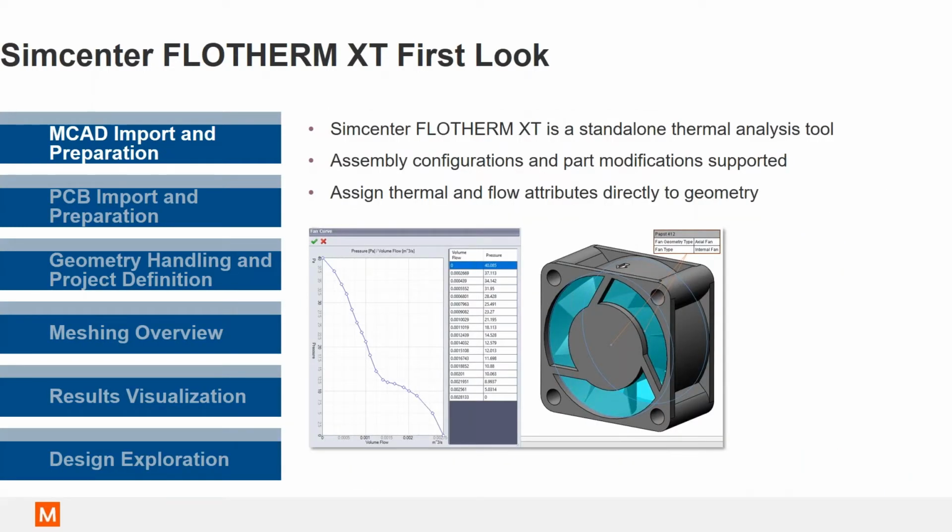FlowTherm XT is a standalone thermal analysis tool, just like I just described. So the geometry can be imported into the software in a variety of file formats. It does not restrict you to one particular format. Assembly configurations and part modifications are supported as well. So once you have imported the geometry, you can create variants. You can also modify and simplify the geometry. You can assign thermal and flow attributes directly within the tool, such as materials and fan curves, and this is what you can see on the screen, and we will do it live on the tool as well.